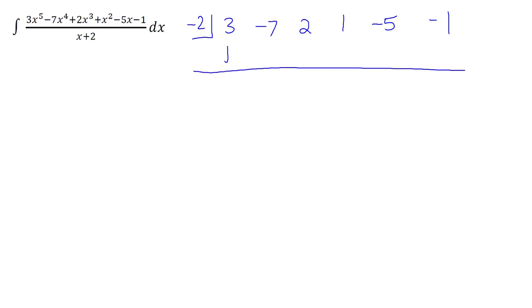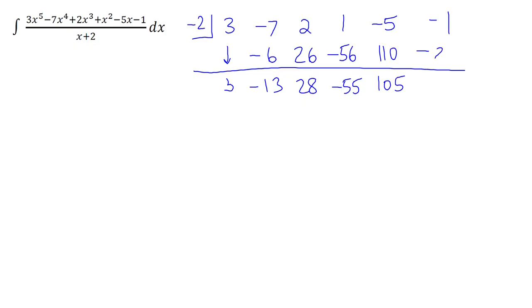We'll just do the synthetic division, bring the 3 down. 3 times -2 is -6. -7 plus -6 is -13. -13 times -2 is positive 26. 2 and 26 is 28. 28 times -2 is -56. 1 plus -56 is -55. -55 times -2 is positive 110. -5 plus 110 is 105. 105 times -2 is -210. And add those together to get -211.